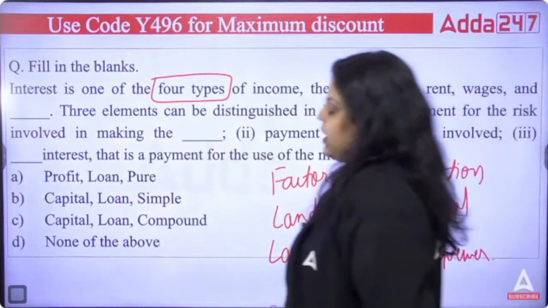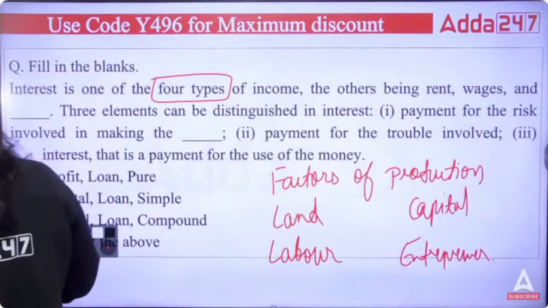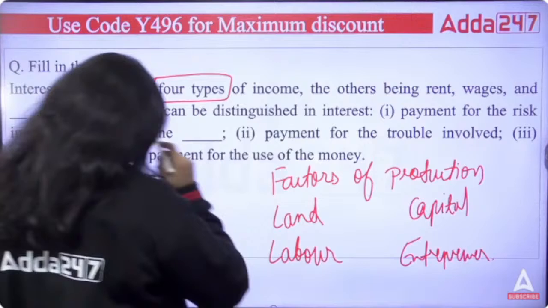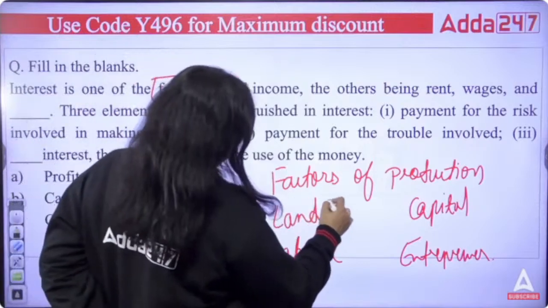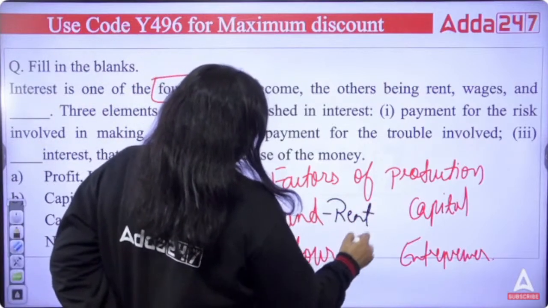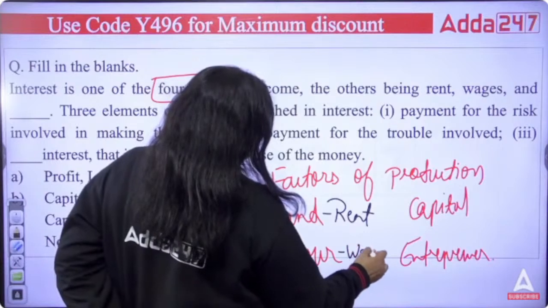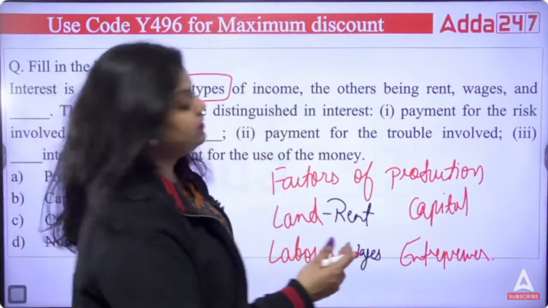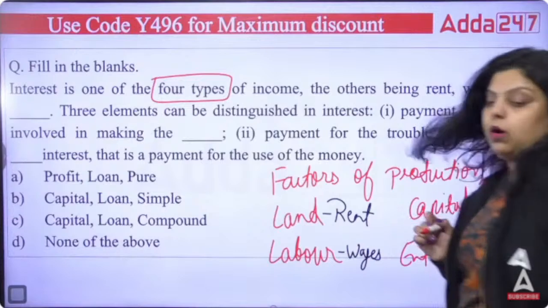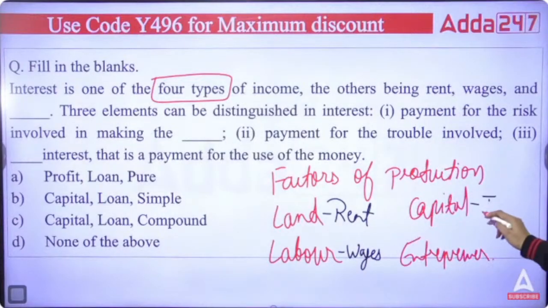Okay, these are the 4 factors of production, and these 4 factors of production have different incomes. Like on land, we earn rent. This is the income. Laborers are earning wages. This is the income of laborers. Then we have capital. On capital, what are you earning? You are earning interest. And the entrepreneur is earning what? He or she is earning the profit.